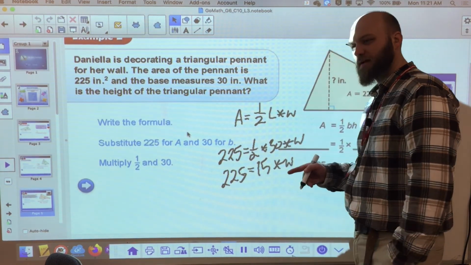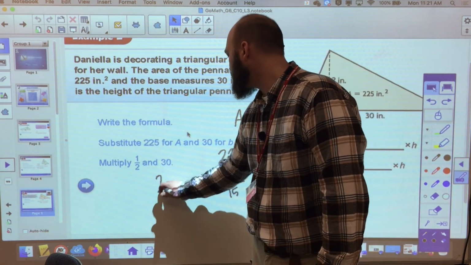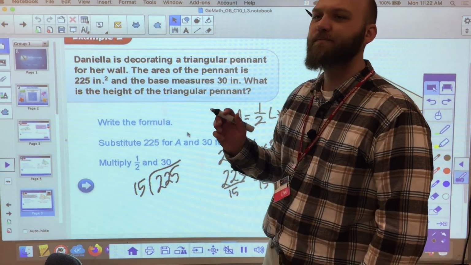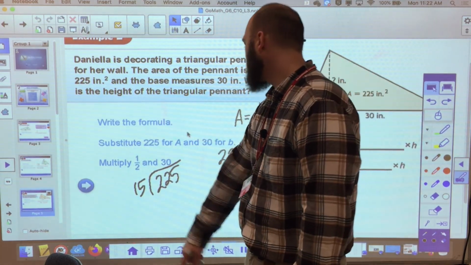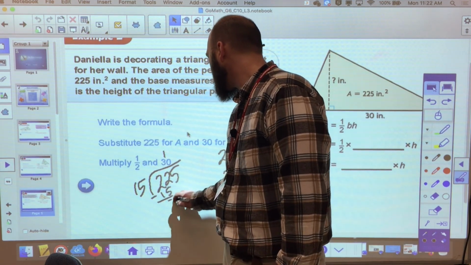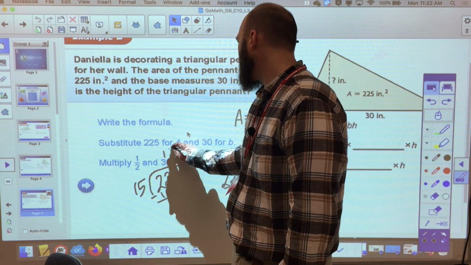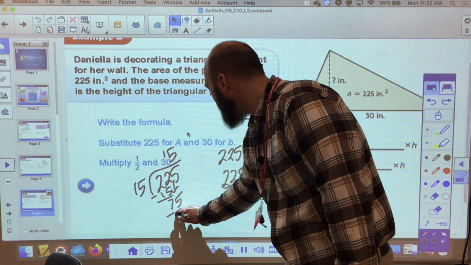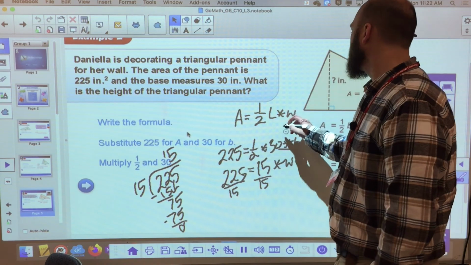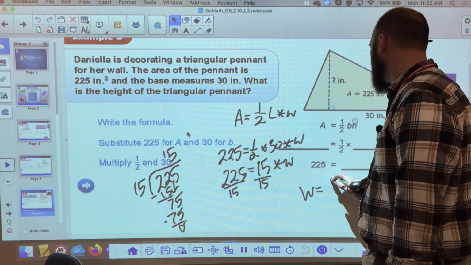Now, instead of multiplying by 15, I do the inverse and divide, and I get 225 divided by 15. All right, so 15 goes into 22 one time, and I'm left with 7, and I bring down the 5. 15 goes into 75 5 times. 15 times 5, 75. So my missing number, or my height in this case, equals 15.